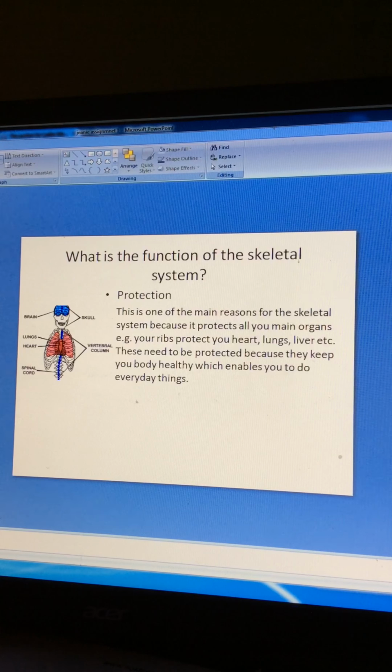Scratching the surface. What is the function of the skeletal system? Protection. This is one of the main reasons for the skeletal system because it protects all your main organs. For example, your ribs protect your heart, lungs and liver. These need to be protected because they keep your body healthy, which enables you to do everyday things like running and walking.